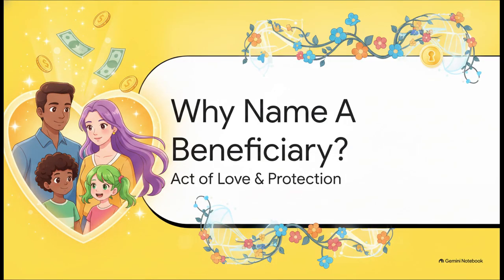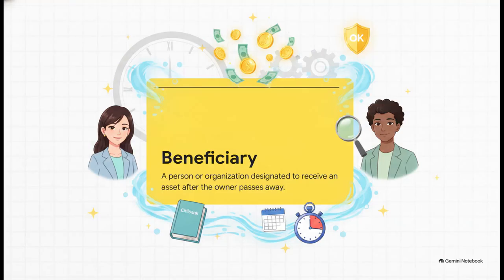Why name a beneficiary? It is so easy to just push this off as another annoying chore, right? But naming a beneficiary is actually the ultimate act of love and financial protection for your family. Basically, a beneficiary is just a person or even an organization that you designate to receive an asset after you pass away. Now, in the banking world, you often see this called a payable on death or POD designation, or an in trust for or ITF designation. So why is this like magic? Because having this designation on file allows your funds to completely bypass that lengthy probate process we just talked about. It means immediate access and honestly, immediate peace of mind for the people you leave behind.